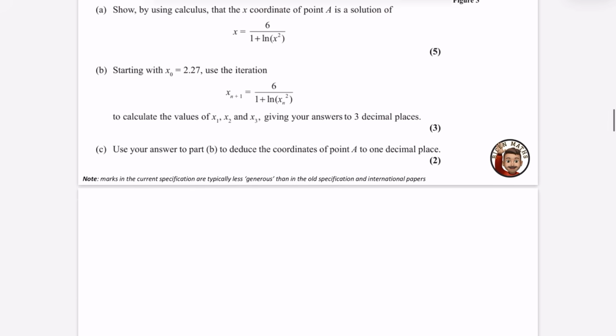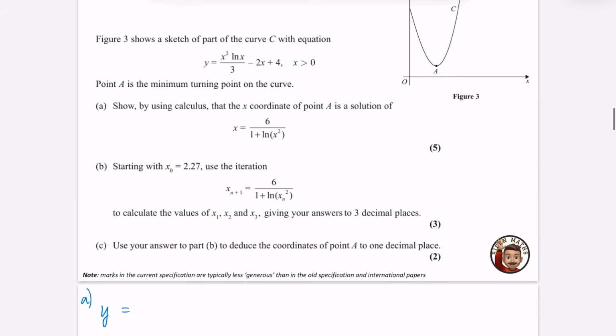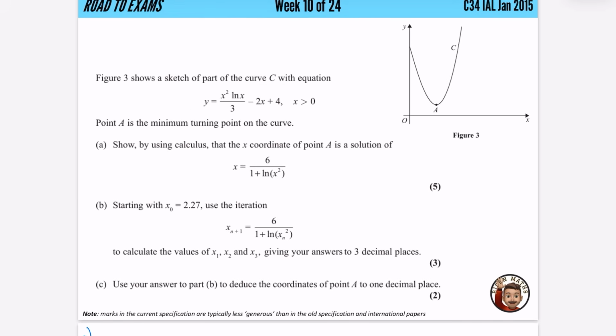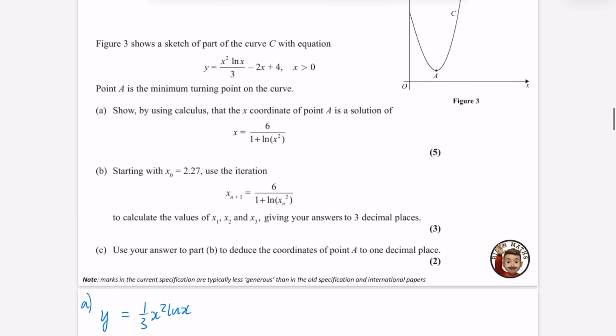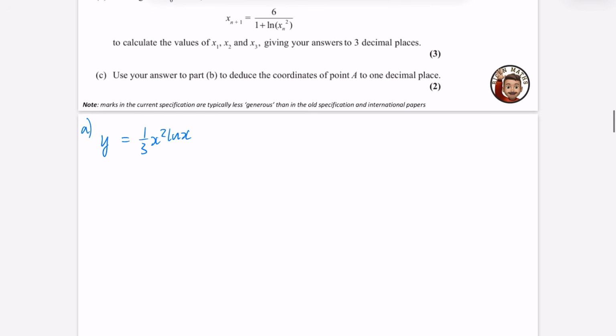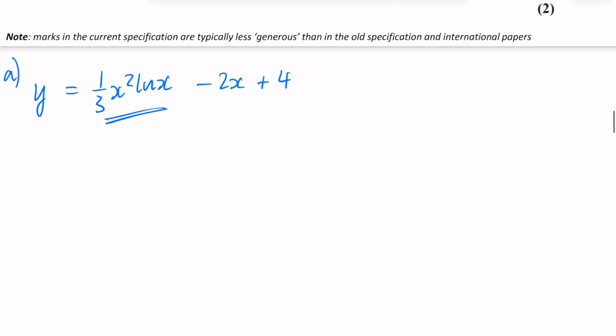Okay, well, we'll come back to the actual show that part. Let's actually just do the differentiation for part A of the question. So we have y equals, I probably want to write this in a slightly different way. I don't like this thing being divided by 3. I'm going to write it with the third at the front, so that we have a third x squared ln x, and then we have a minus 2x and a plus 4 for this. I think for this beginning part, we're going to need to use the product rule. I'm going to do this somewhere over on the right-hand side.